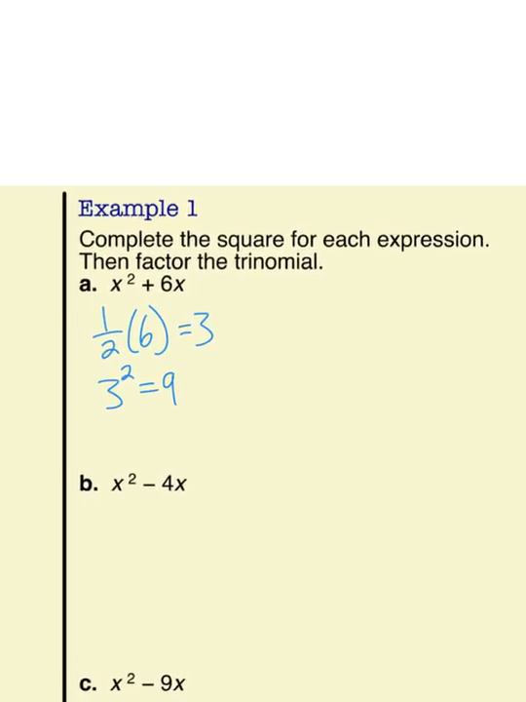So when we rewrite that, we're going to say x squared plus 6x plus 9. That way, this is a perfect square trinomial. So now when we factor it, we can have x plus 3 squared. So the 3 went here, and the 9 went here.